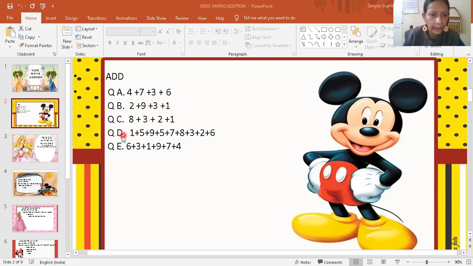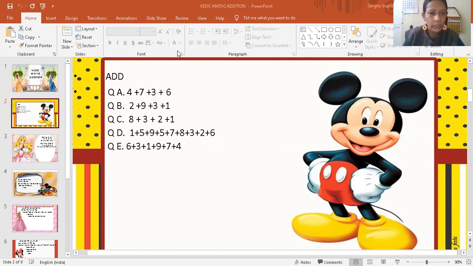Now, skip part C, you can do that. Look at part D: 1 plus 5 plus 9 plus 7 plus 8 plus 3 plus 2 plus 6. What can you add? 1 plus 9 is 10. Now 5 plus 5 is 10. Then 10 plus 10 is 20. Now 7 plus 3 is 10. So 20 plus 10 is 30. Then 8 plus 2 is 10. 30 plus 10 is 40 and 6 is left. So you can just write down 46. 40 plus 6 is 46. So like this, you can make your work very easy through Vedic maths calculations.